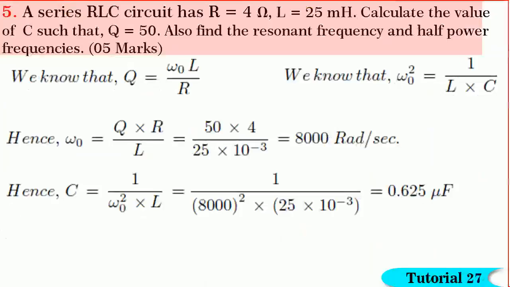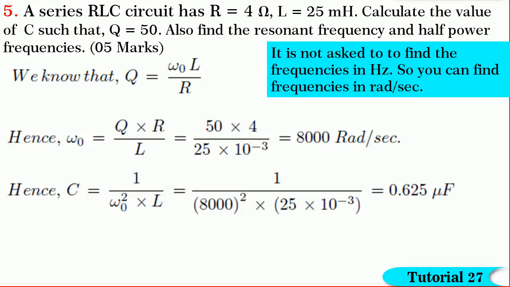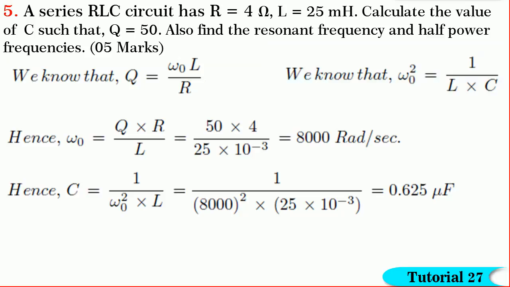Friends, finally, let us solve the question on resonance circuits. In this problem, we are required to find C, omega naught and half power frequencies omega 2 and omega 1, given R is equal to 4 ohm, L is equal to 25 millihenries and Q is equal to 50. Especially, it is not given that you have to find frequencies in hertz. So, you can find omega naught, omega 2 and omega 1 in radians per second, and if you need frequencies in hertz, use omega is equal to 2 pi f and find the respective frequencies in hertz.